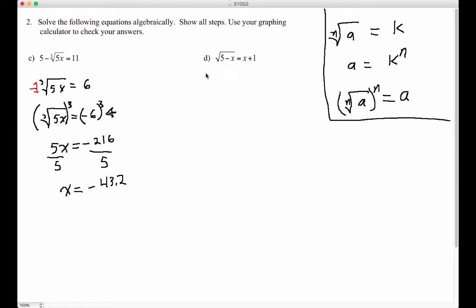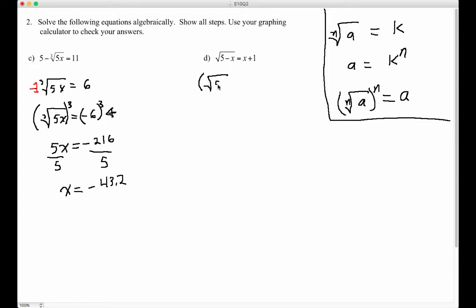Okay, let's go take a look at part D here. In part D, we're going to have a square root. Well, the inverse operation for a square root would be squaring. So we're going to square both sides of this. I'm going to come back and do C and D graphically together in just a moment. But we'll get the algebraic parts out of the way first.